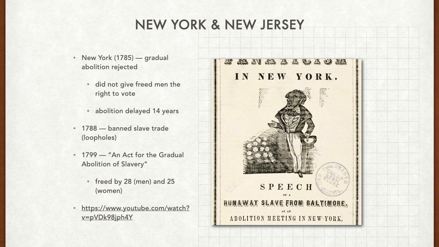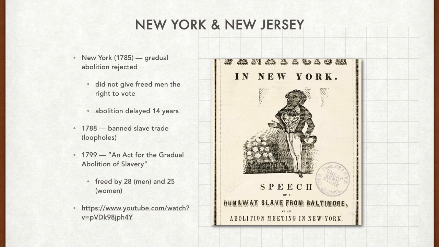So New York and New Jersey held on to slavery for longer than their northern neighbors. New York tried to pass a gradual plan in 1785, but it was rejected by the Council of Revision, which is like a political council in New York, because it did not give African Americans the right to vote. So it was a little too ambitious to New Yorkers, right? They sort of stopped themselves because they're like, well, if we free these people, why can't they vote?